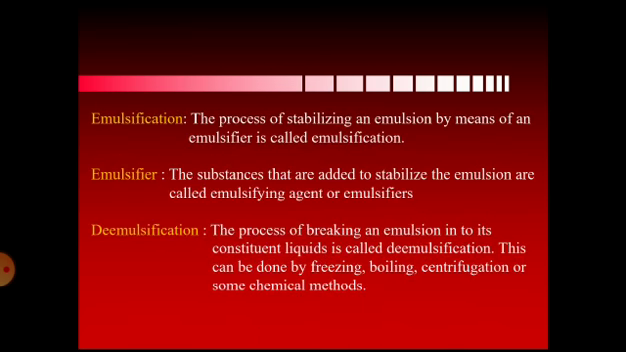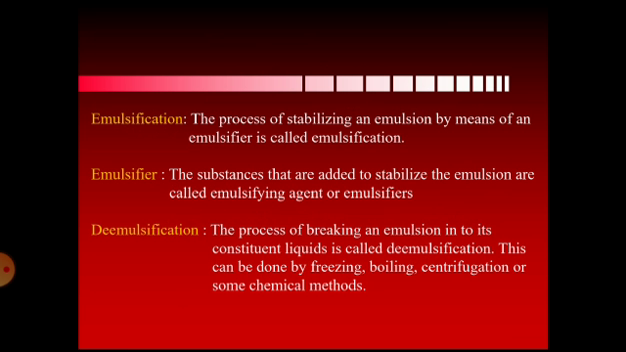Next, there are some points you have to remember. First one, emulsification. The process of stabilizing an emulsion by means of an emulsifier is called emulsification. First of all, the emulsion is somewhat unstable and we have to stabilize it by using an emulsifier, and that process is called emulsification. Now what is an emulsifier? The substances that are added to stabilize the emulsion are called emulsifying agents or emulsifiers.